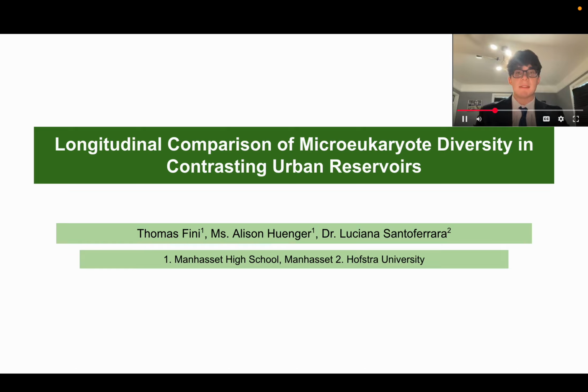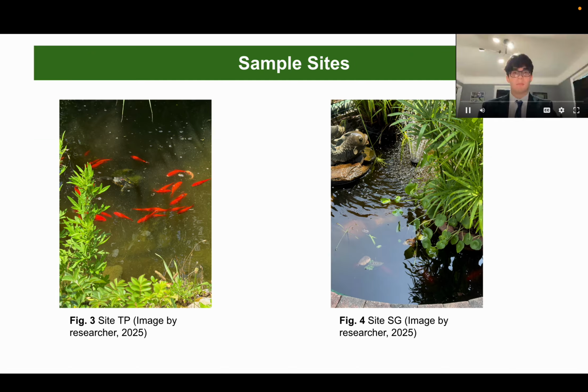My name is Fini, and I am presenting a longitudinal comparison of microeukaryote diversity in contrasting urban reservoirs. I took samples from two urban reservoirs on Hofstra University's campus, which is located on Long Island, New York. One of them, Site TP, short for turtle pond, had turtles and plenty of fish in it. Meanwhile, Site SG did not have as many fish and was not home to many other visible organisms.